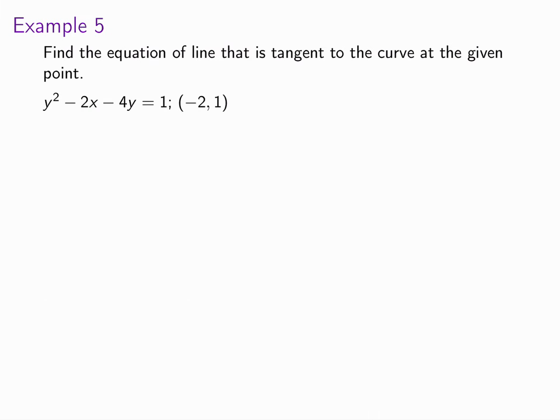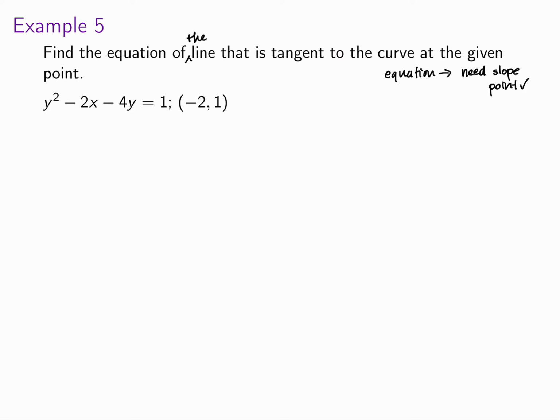All right, this one is asking for something a little bit different. It says find the equation of the line that is tangent to the curve at the given point. So if we want the equation of the line, we're going to need a slope and a point. Well, we've got our point. They gave it to us. It's negative 2, 1. We're good there. But now we need to find our slope. And to get the slope, we will need the derivative.